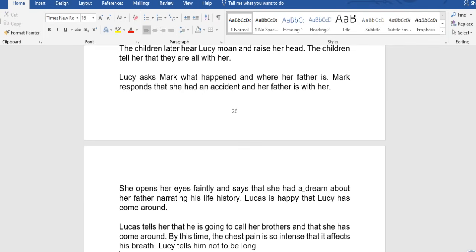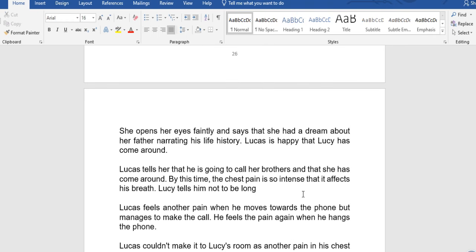Lucy asks Mark what happened and where her father is. Mark responds that she had an accident and her father is with her. She opens her eyes faintly and says that she had a dream about her father narrating his life history. Lucas is happy that Lucy has come around. Remember, Lucas is narrating his life history to Lucy in the hospital.